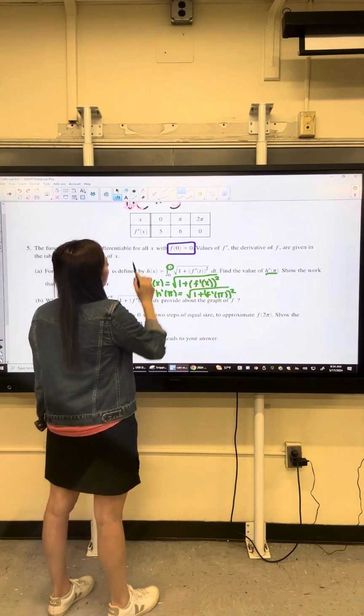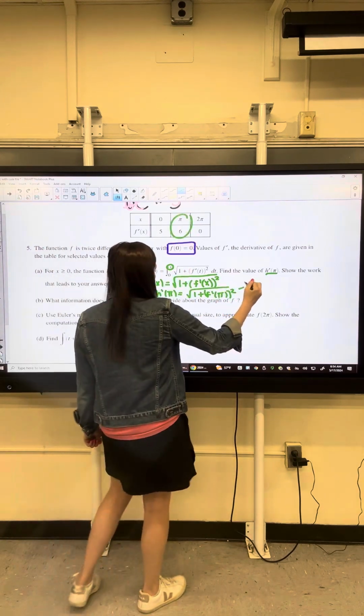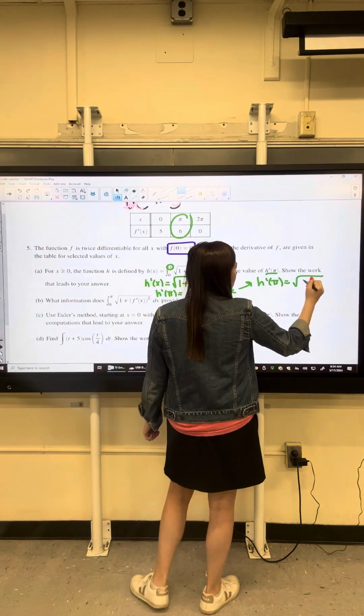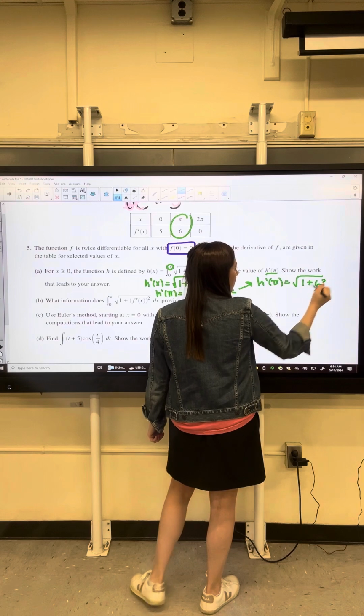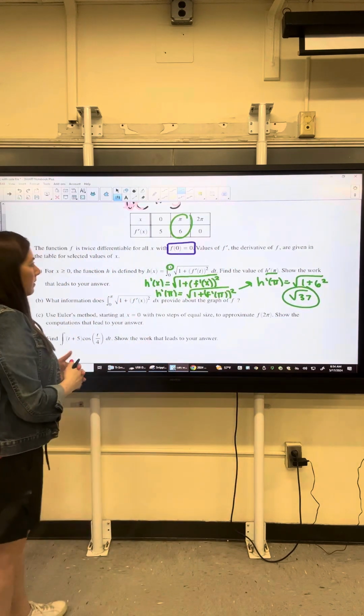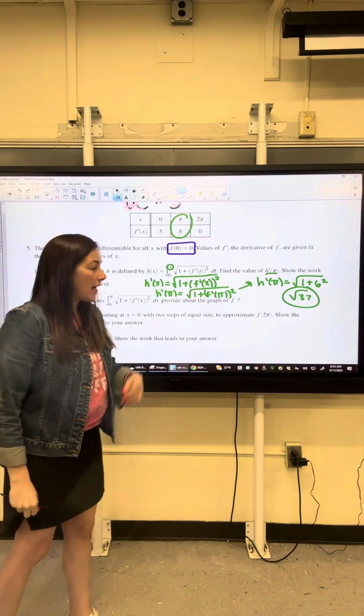Well, pull that from the table. F prime of pi is 6. So then h prime of pi is going to be the square root of 1 plus 6 squared, or radical 37. Okay? That's probably worth 2 points if I had a guess.